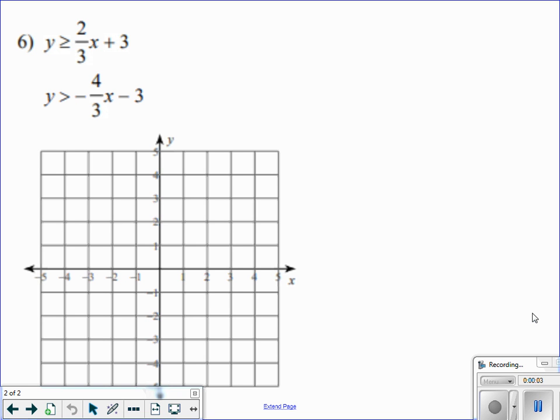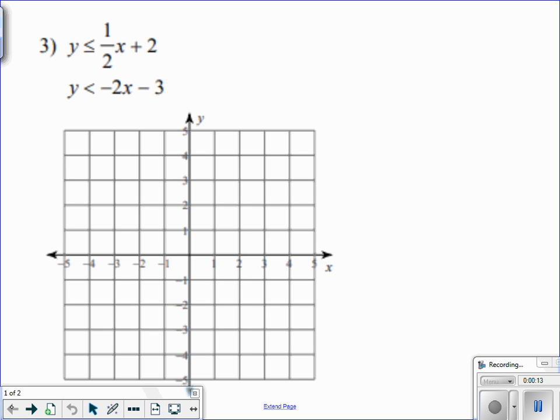All right, today we're going to go over a couple examples of solving systems of inequalities. These two examples come right off your worksheet that you'll be doing. So we're going to start with number 3 here. So I'm going to go ahead and graph this first inequality.